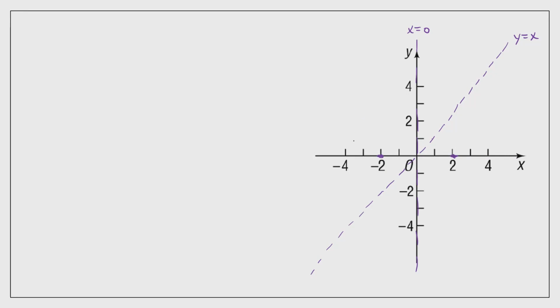So the first one was (-4, -3). Then I had (-1, 3). Then I had (1, -3). And then I had (4, 3). Okay. So now we can draw our lines.